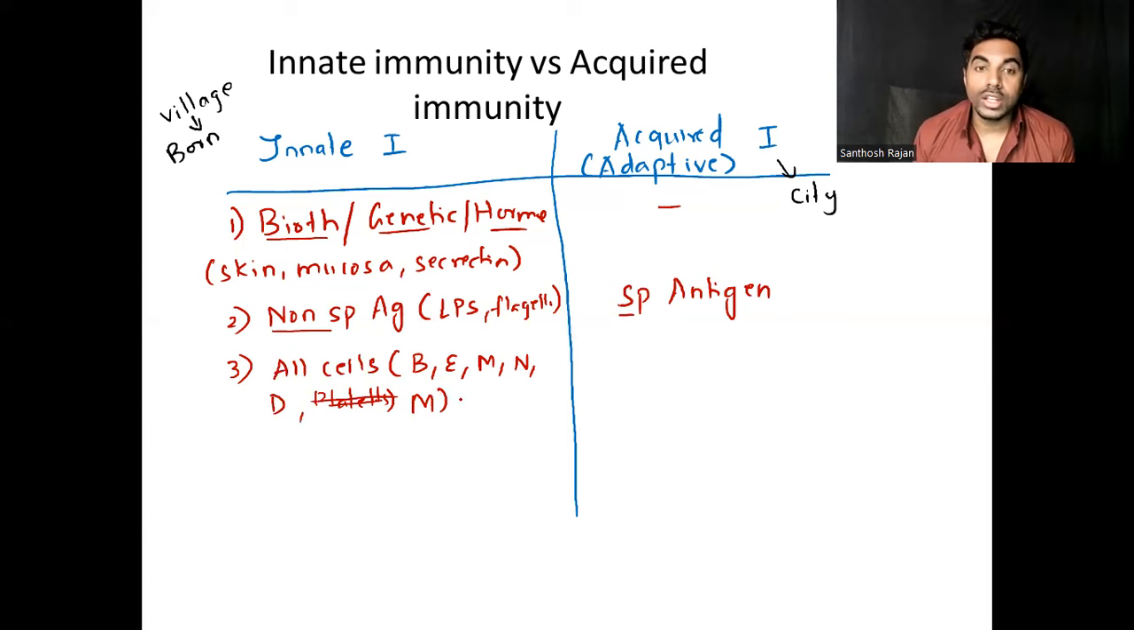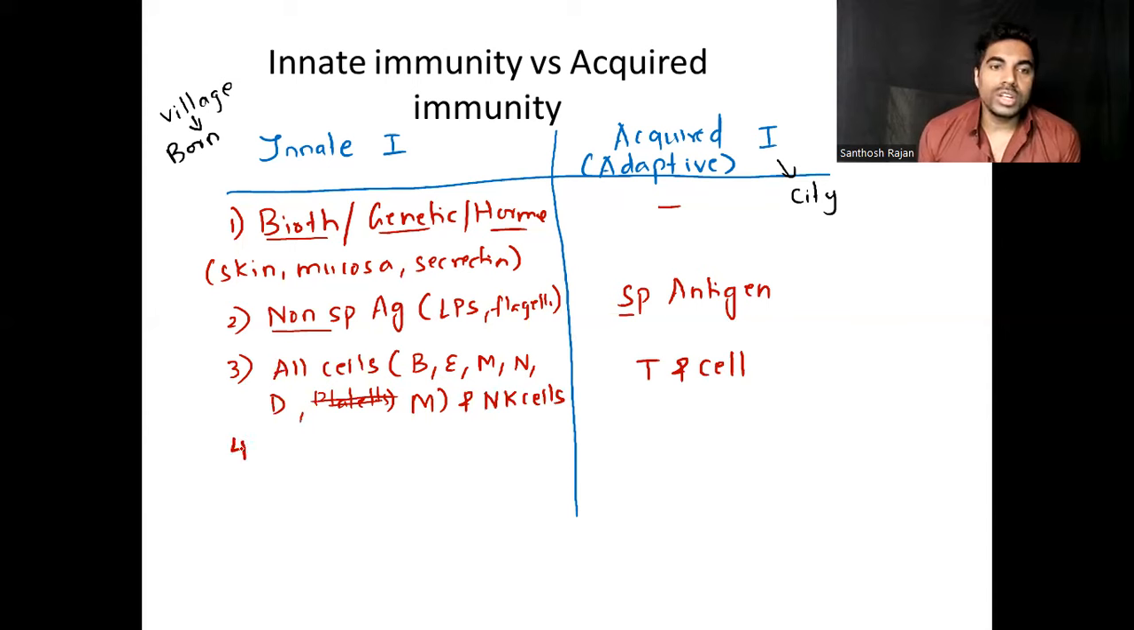Another important cell here is the natural killer cell. Natural killer cells have a very, very important role here. But in acquired immunity, no. Here it's only T cell and B cell. That's it. T cell and B cell have the important role. This is for your innate immunity. And innate immunity, as I told you, these immunities are fast.